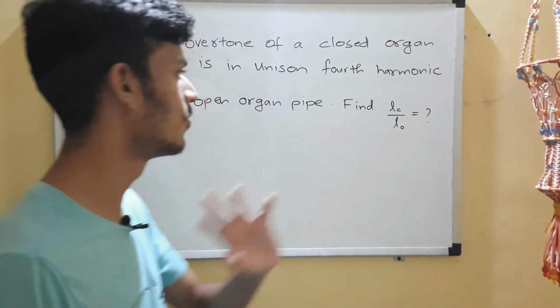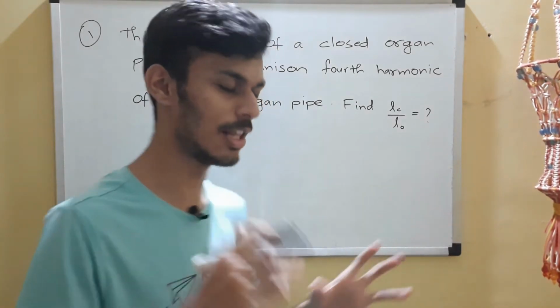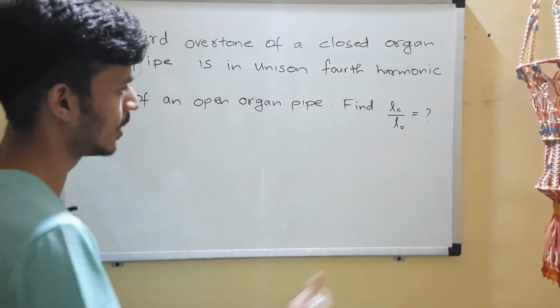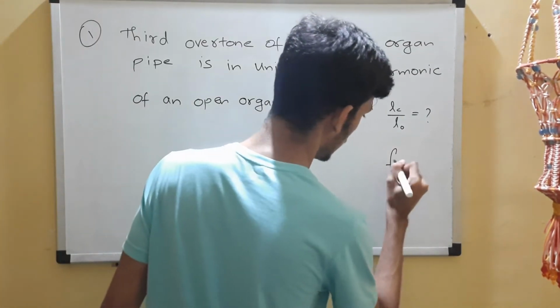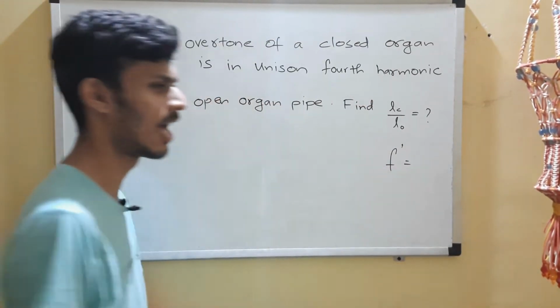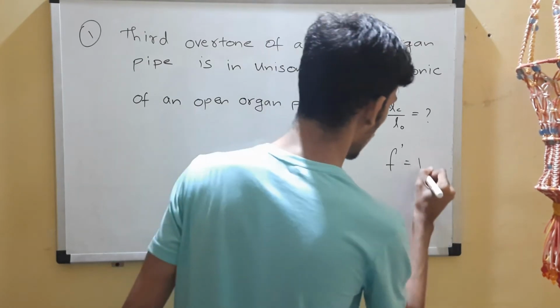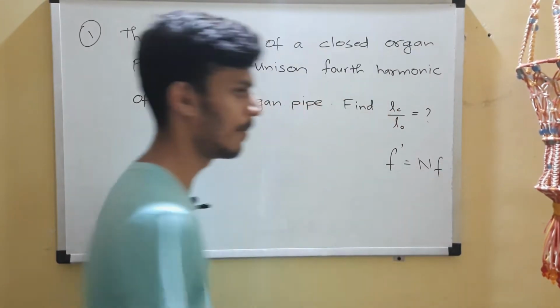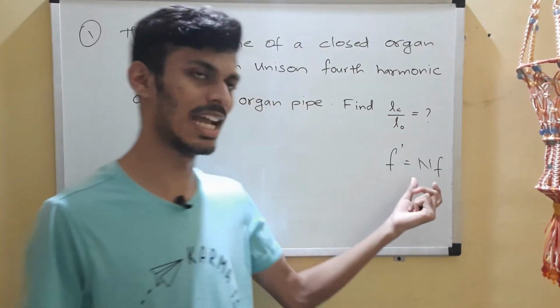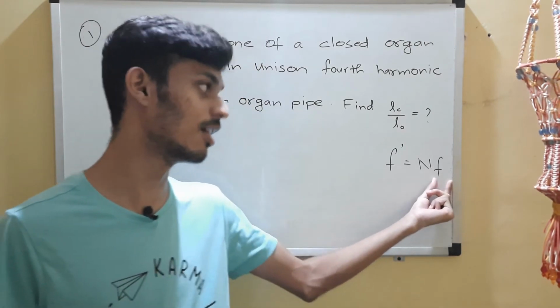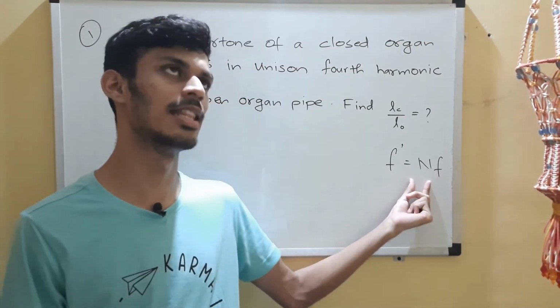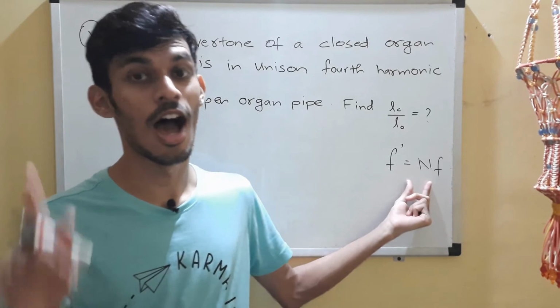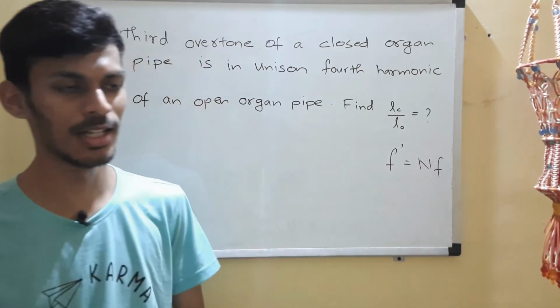Before we do it, I just want to tell you one thing. Let's revise the formula that we learned. Any frequency of any harmonic can be represented in terms of your fundamental frequency. F dash is n times f, where f is the fundamental frequency and n is the number of the harmonic. So just remember this.